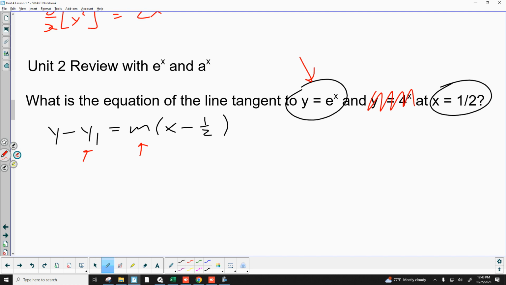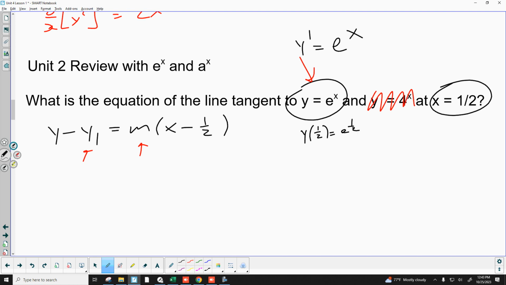No. Plug in x and get the x. So the y. You were doing so good. Okay, so again, don't overthink it. If you want to take the derivative, go ahead. The derivative is e to the x, which means you plug 1/2 into here, you get e to the 1/2.